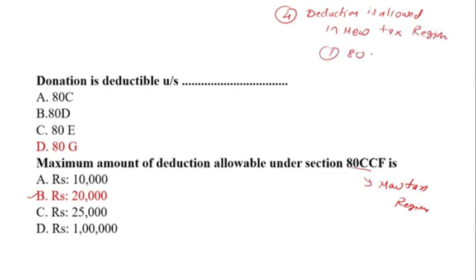First 80JJAA, then second 80CCD, then 80CCF, and the fourth one, that is not CCF, 80CCH. 80CCH is allowed, and 80LA is also allowed.